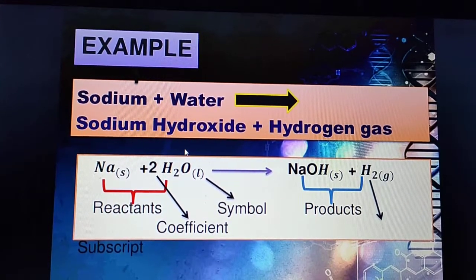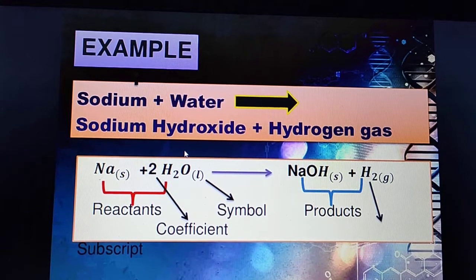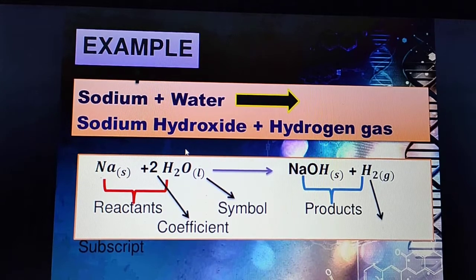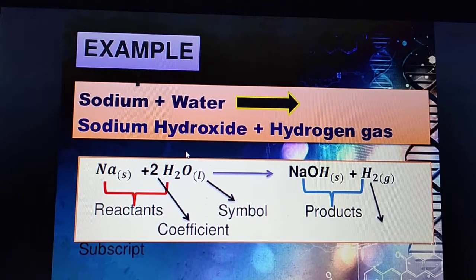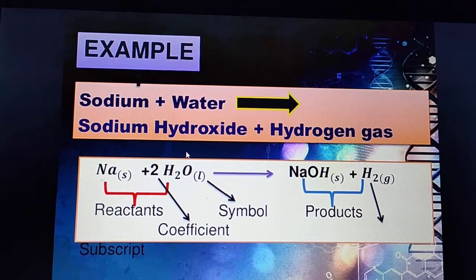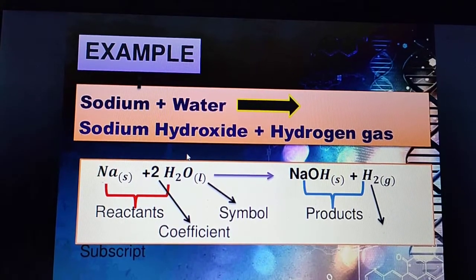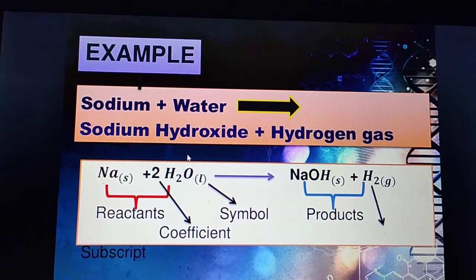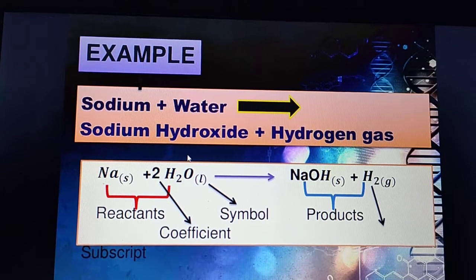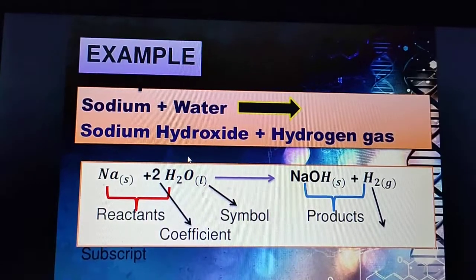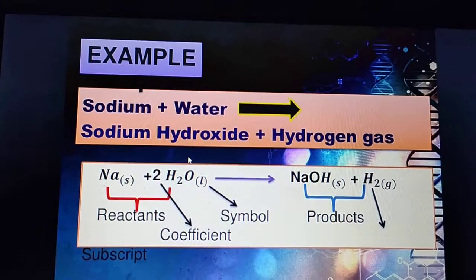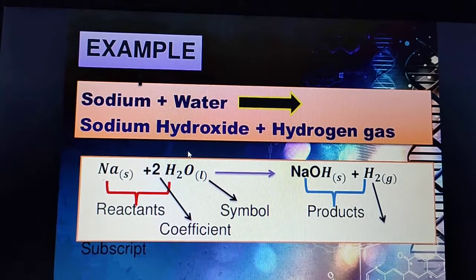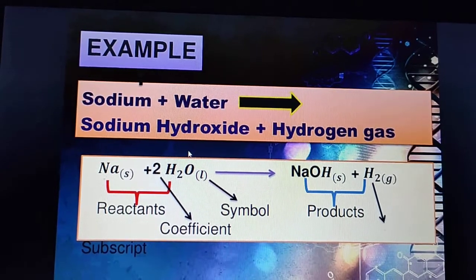Now you see step 3: count the number of atoms of each element on both sides of the chemical equation. If the number of atoms of each element on both sides is not equal, the chemical equation is called unbalanced. If the number of atoms is equal, then it is a balanced chemical equation. To balance any chemical equation, you can change its coefficients. You can only add coefficients and not change any subscript.